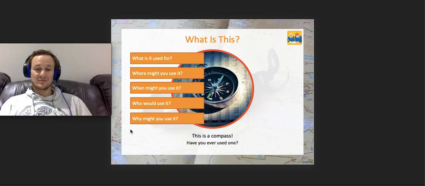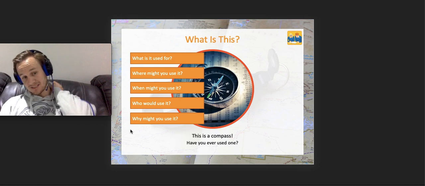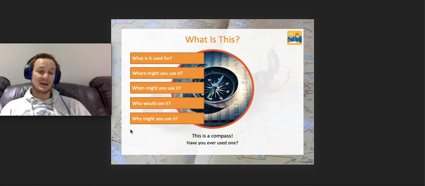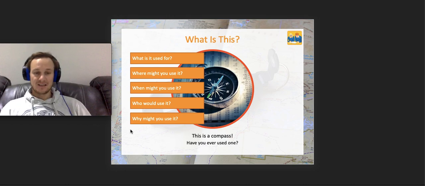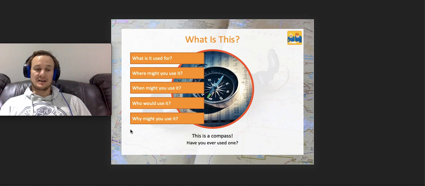What's a compass used for? Where might you use it? Well, most of the times compasses are used for people who are exploring, going out, walking, trying to discover different things, and might not be able to have the technology available to them. But everyone's got a compass inside their phones these days with Google Maps and things like that. So a lot of times directions would be where you use it. When might you use it? Well, obviously when you're trying to get somewhere. Who would use it? I guess anyone could potentially use it, from your average bushwalker to somebody who's trying to develop different maps and things like that. And why might you use it? Well, usually to see where you're going or to give someone directions of where they should go.